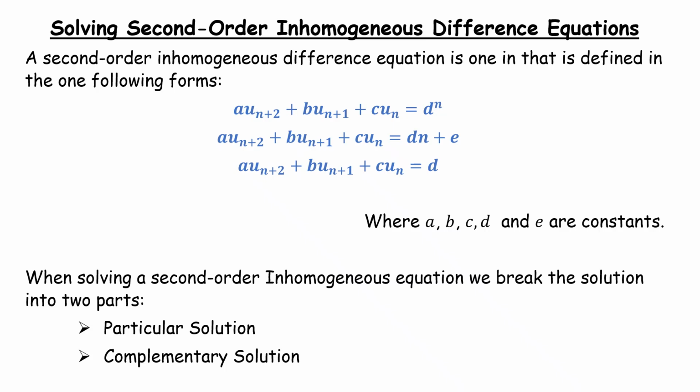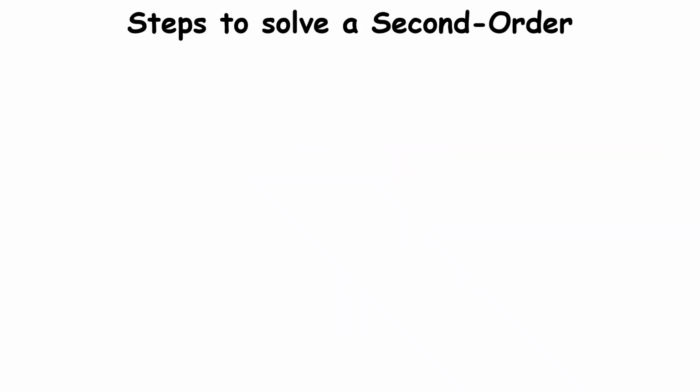So we have a particular solution and a complementary solution. The complementary solution is the one that we're already used to when we work with the homogeneous difference equation. The particular solution has got to do with that function that we can see on the right-hand side. So let's look at the steps that we need to solve a second order inhomogeneous difference equation.